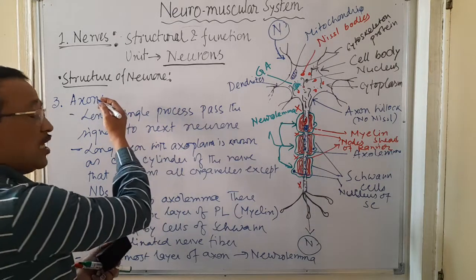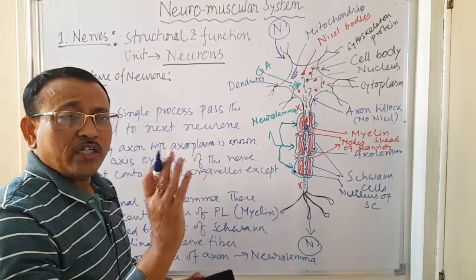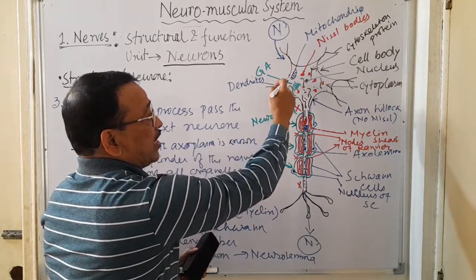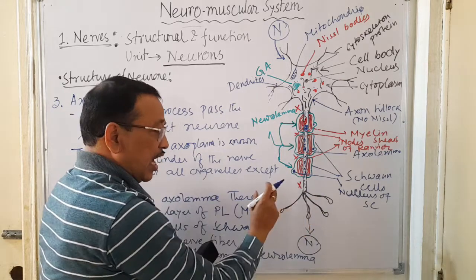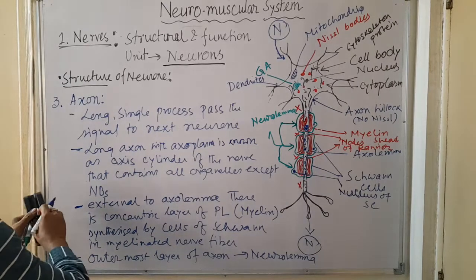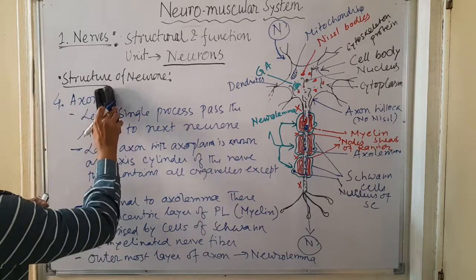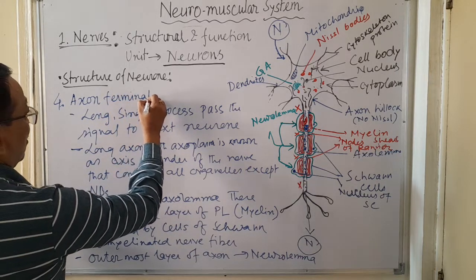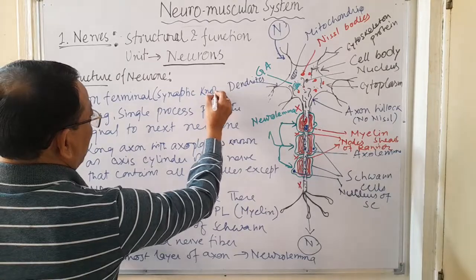So this is all about the third component of the neuron, that is the axon. As I told, the neuron is comprised of, first, the cell body; second, the dendritic processes; and third, the axon. And finally, the fourth part of the neuron is known as the axon terminal, or synaptic knob. This is also known as the synaptic knob.